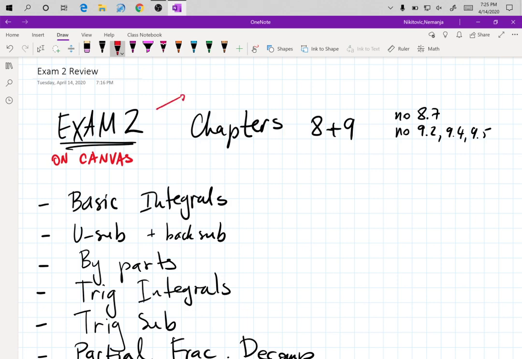Exam 2 dates. Friday. Is it 4/17? I don't even know what days. Today is Tuesday, right? So that Friday has to be the 17th. 4/17, Saturday 4/18, Sunday 4/19 by noon.